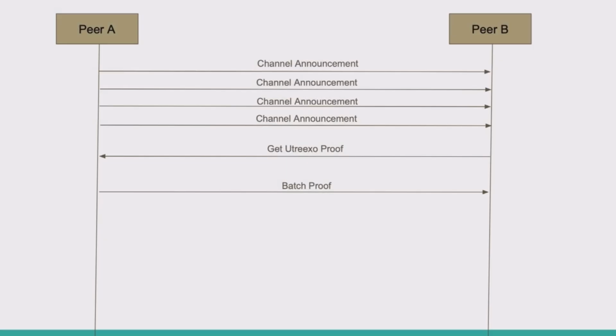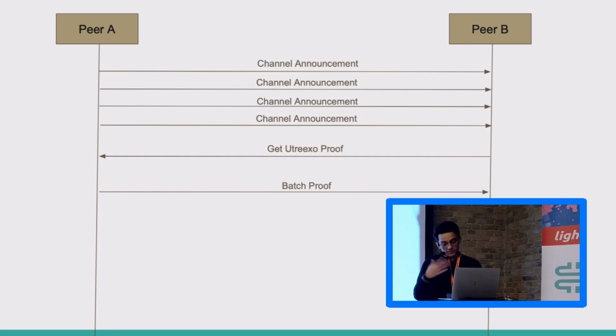So here's the flowchart. You send channel announcements to peer B. Peer B, after they get enough channel announcements or some time has passed, sends a get Utreexo proof, and then node A sends a batch proof to peer B, and they validate that and check if the channels are valid.